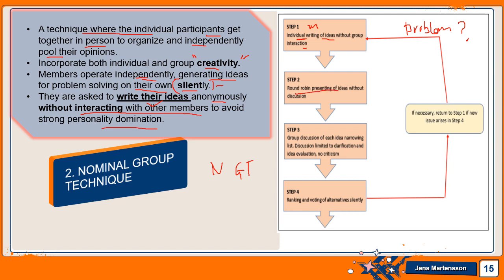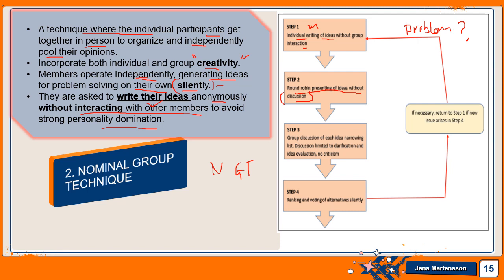Then, round robin presenting of ideas without discussion. So what they have to do next is each and every member will present their ideas. Member A, let's say, has two ideas. So he presents his ideas. Okay, my idea number one is this. My idea number two is this. And no discussion is allowed. So nobody is allowed to say anything.